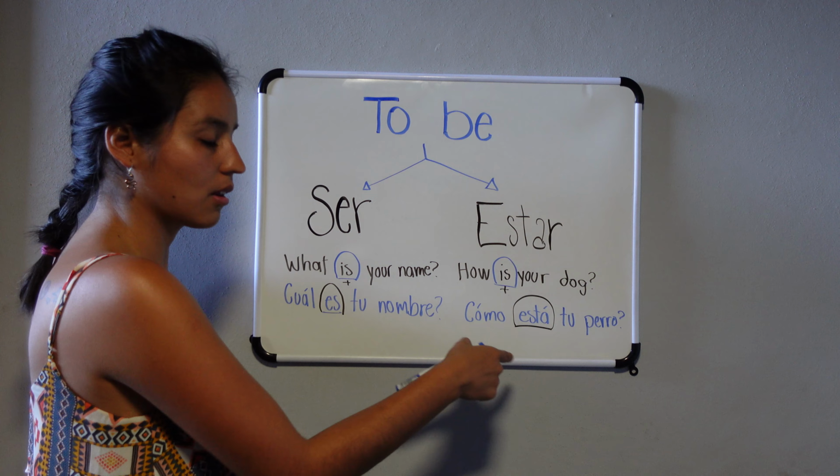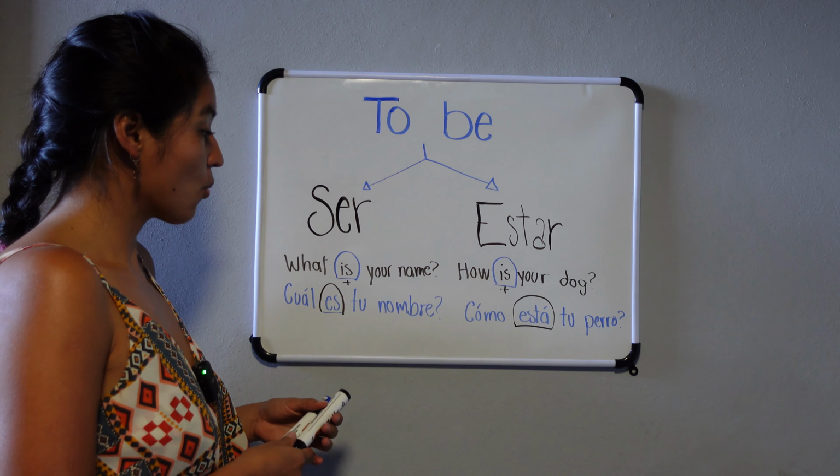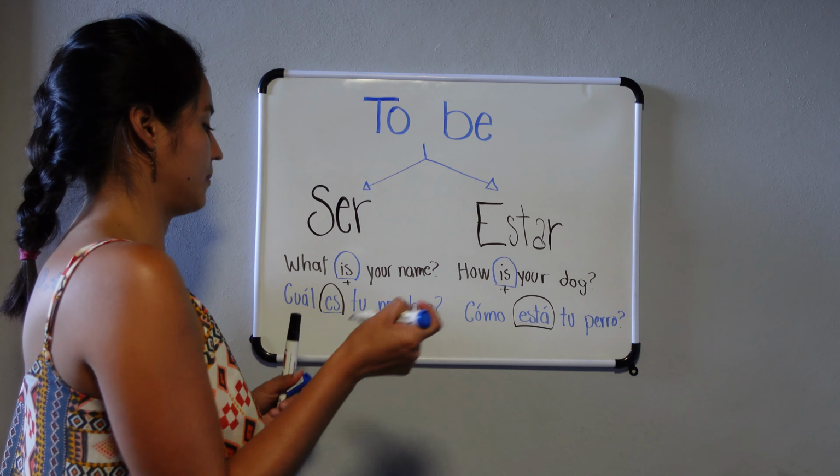Okay, and then we have this one, how is your dog? And the question in Spanish is gonna be, ¿cómo está tu perro? Okay, we can super clearly see how we're using is and is in English, but in Spanish it's gonna change, okay? It's not the same. Well, we're gonna start with this one, okay? Ser. This is gonna be the first one.